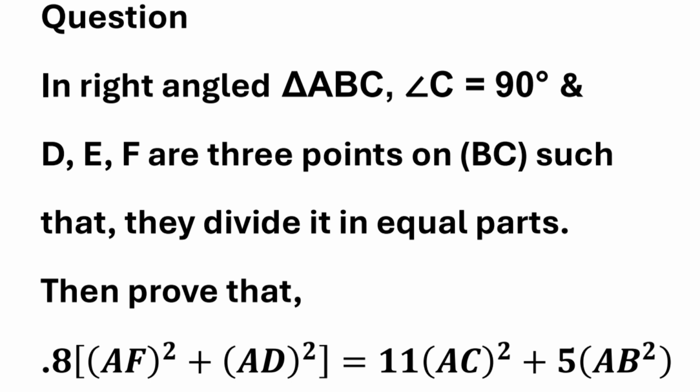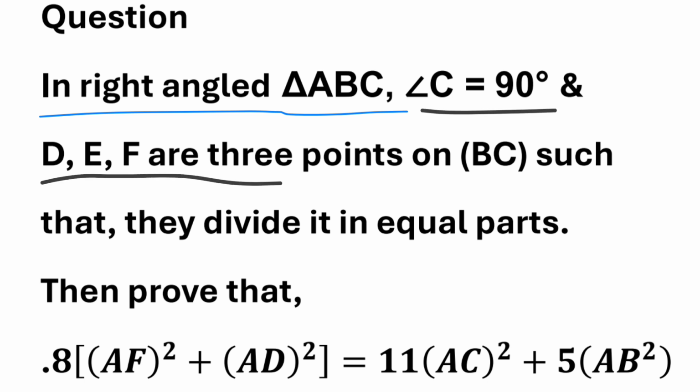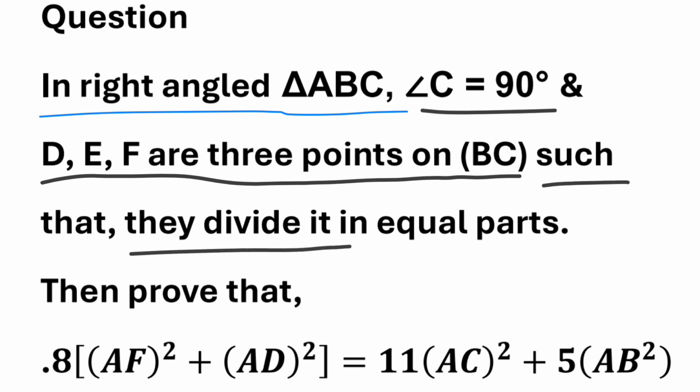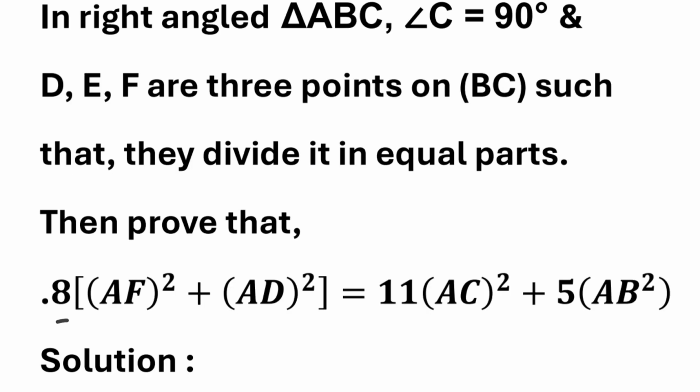We are today going to solve a very important example. In a right angle triangle ABC, angle C is equal to 90 degrees and D, E, F are 3 points on BC such that they divide it into equal parts. Then prove that 8(AF² + AD²) = 11AC² + 5AB².